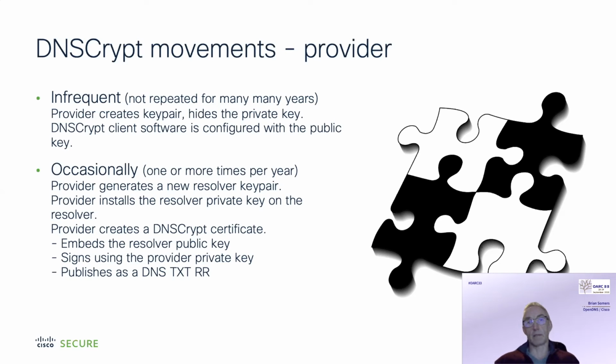Then once every few months, or maybe at most a year, the provider will generate a new resolver key pair. The resolver key pair will be used for encryption of resolver queries. So the resolver will install the private part on the resolver itself, and it will take the public part and insert it into a thing called a DNSCrypt certificate. The DNSCrypt certificate has lots of interesting data in it, but the most interesting thing is the resolver public key. That resolver public key is signed by the provider's private key, the one that he's stuck in a safe somewhere and doesn't let anybody have access to. So he'll sign that public key and then distribute the DNSCrypt certificate with the public key as part of DNS. It'll be published as a DNS TXT RR.